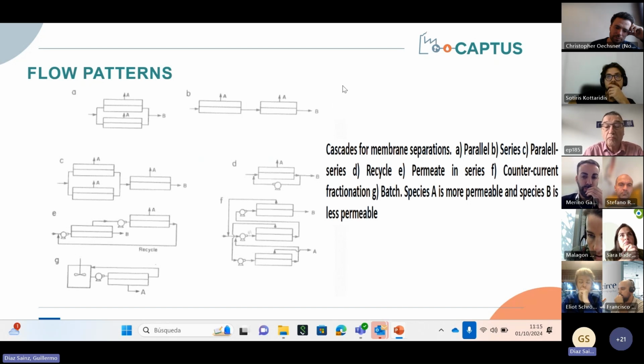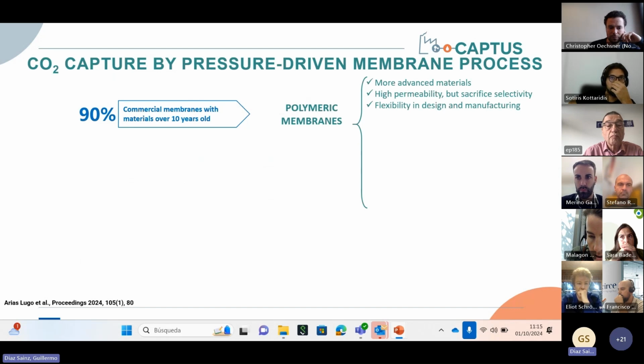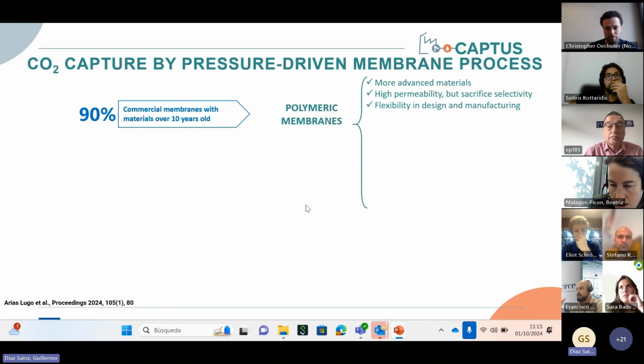That is one of the most, from my point of view, one of the most important advantages of this type of configuration and technologies. And once we have seen the general concepts about the membranes, we present one of our research lines that we are currently carrying out in the research group, that is the CO2 capture by pressure-driven membrane processes. And in this sense, it's very important to remark that among the different types of material that are available in the market for CO2 capture, the polymeric membranes have become an interesting and popular technology due to their advantages and capabilities.